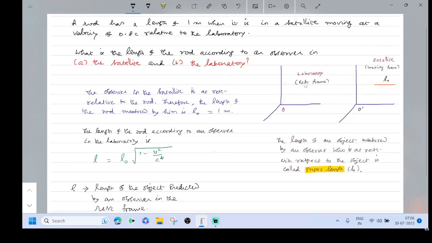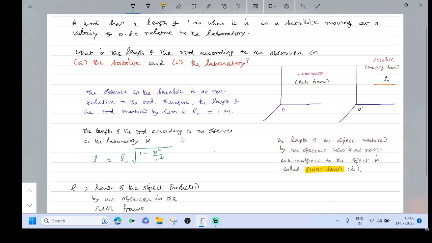Here the rest frame is the laboratory, and the moving frame is the satellite. The velocity of the satellite is 0.8 c. A rod of length 1 meter is present inside the satellite.